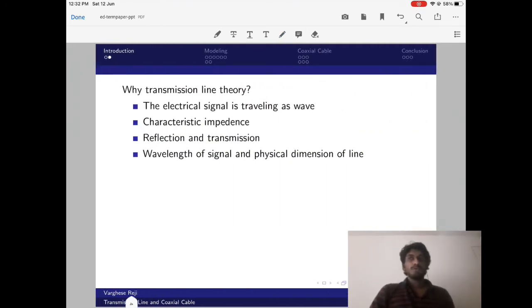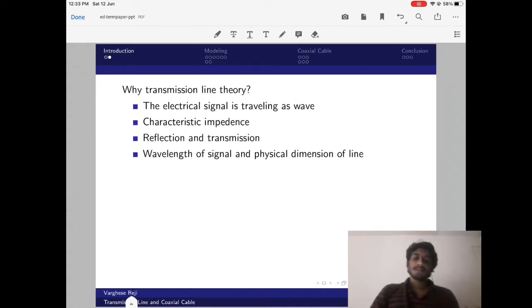Now, why do we use transmission line theory? Why do we not use Ohm's law or such laws to explain these things? One major thing is the wavelength of the signal that we handle through a transmission line. In labs the signals are very high frequency, in the microwave range, radio wave range. So the wavelength of that signal is much smaller than the length of this wire. That's where we cannot directly use Ohm's law or any other such laws.